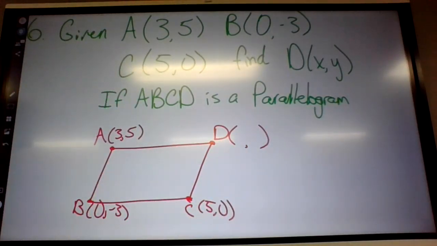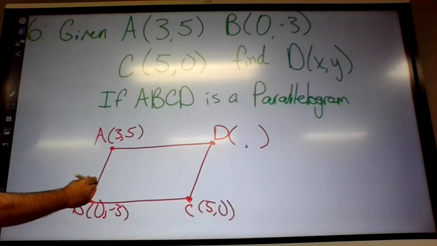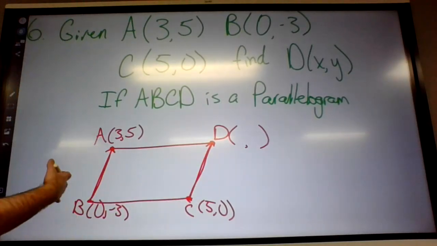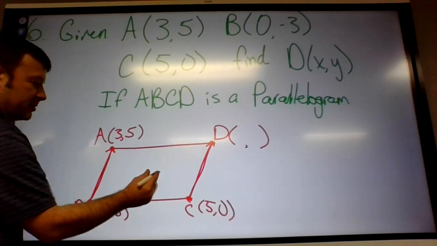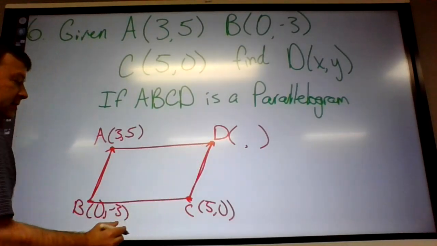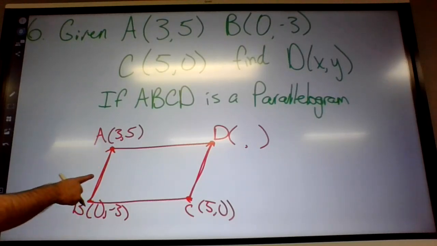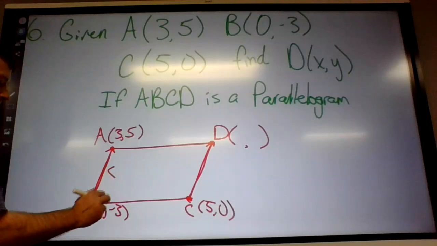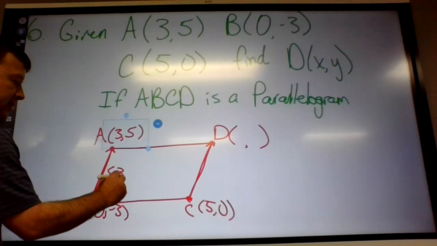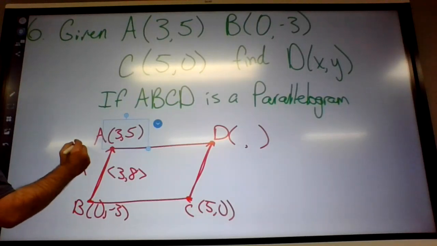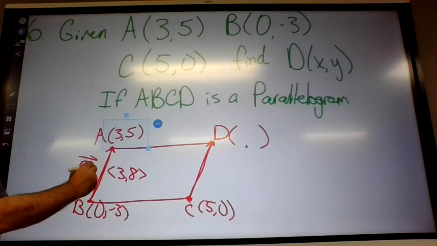All right, do you guys remember how we did this? So this vector right here on parallelograms should match this vector because they're the same length, they're the same direction, it's just completely matched. We could also go this way, by the way. We could go from here to here, matches here to here. So what is this vector from B to A? 3, 8. You guys see how I got that? From 0 to 3, that's going up 3. And from -3 to 5, that's increasing by 8. So vector BA is (3, 8).